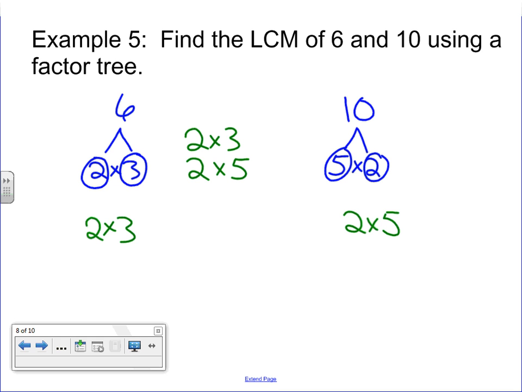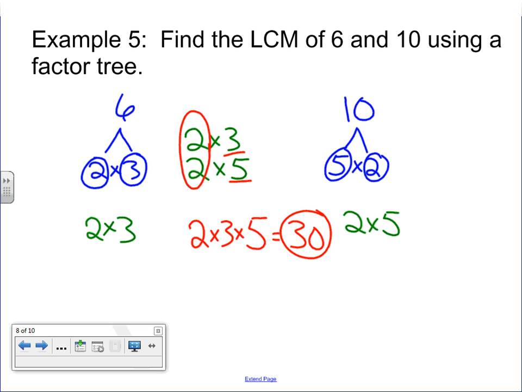If you do this, it's much easier to find the similarities. They share a 2. So instead of putting 2 2s, I'm just going to put 1. There's a 3 here, so I'm going to include that. There's a 5 here. I'm going to include that. 2 times 3 is 6. 6 times 5 is 30. So the least common multiple then is 30.